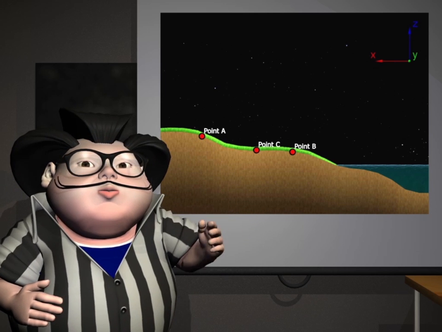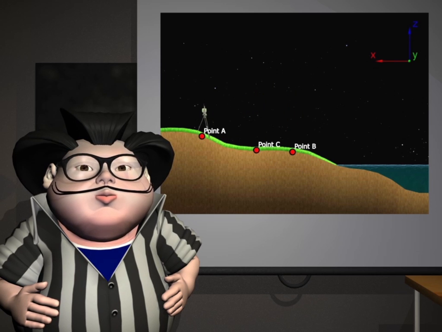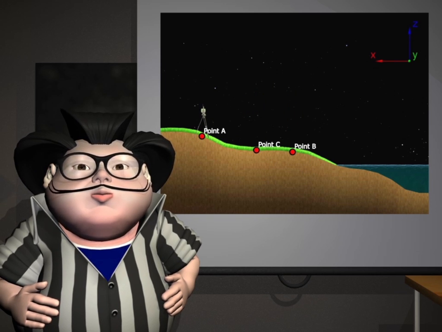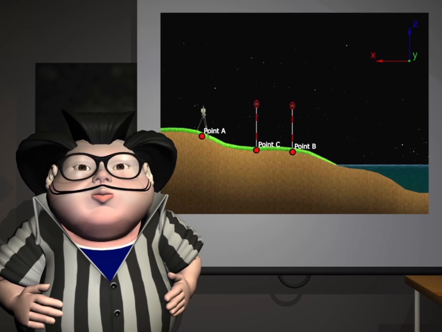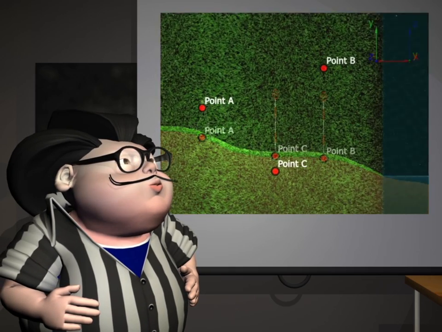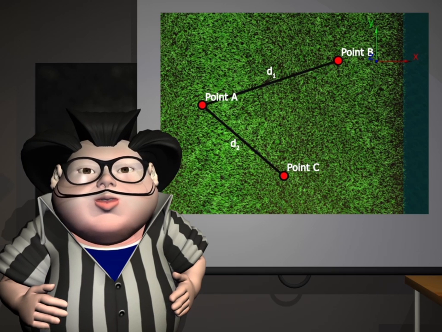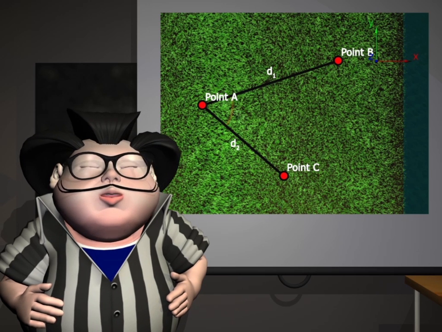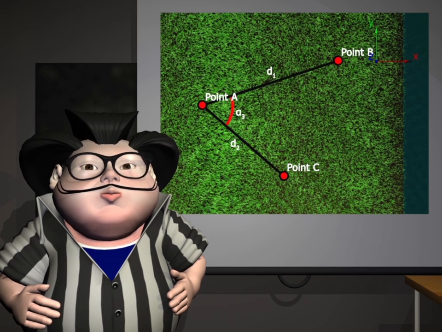A tool necessary for this section will be the total station, which will be placed at point A, as well as 2 prisms, which will be placed at point B and point C. Looking at the top view, the horizontal distance to point B and point C are D1 and D2. The total station is used to measure alpha 3, the angle BAC.